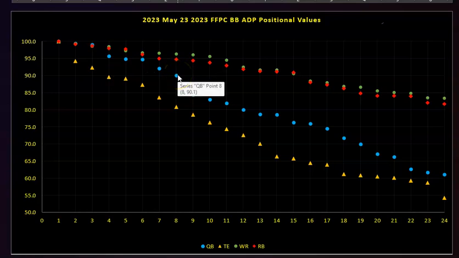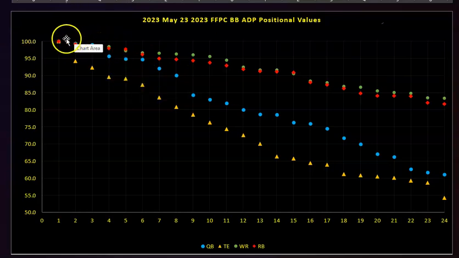Quarterback, you've got a decay at the 8th quarterback. So double the length before you decay to 10% value less. So you have a little more leeway in quarterbacks here.